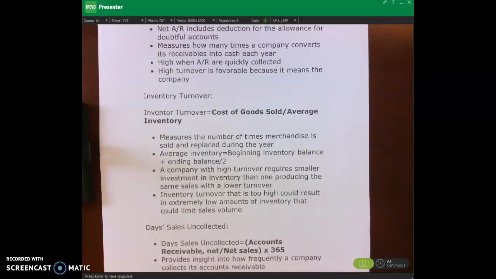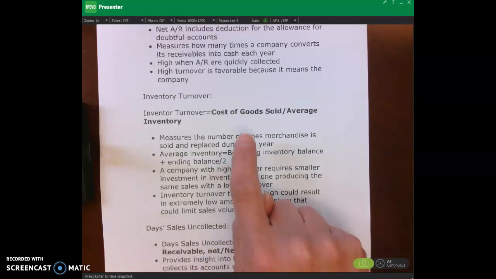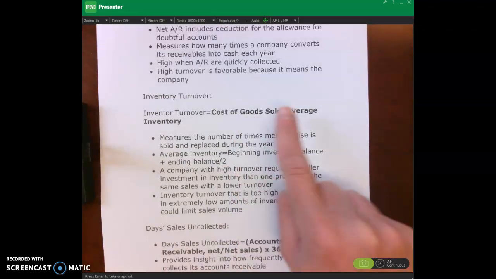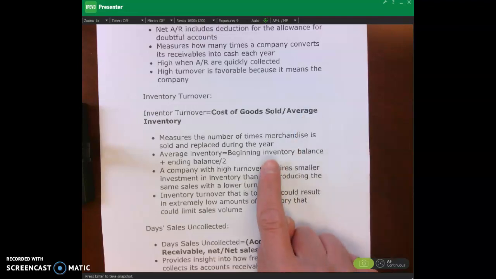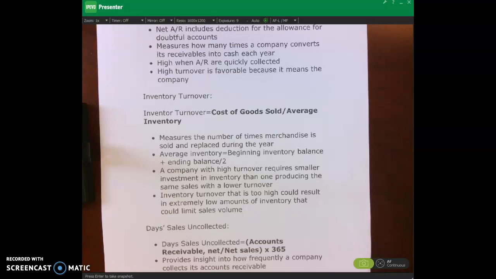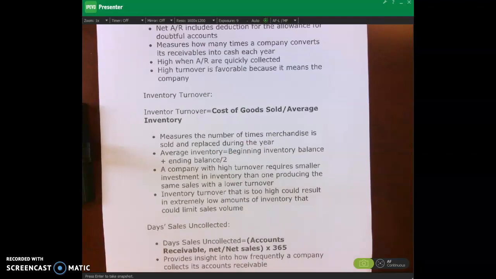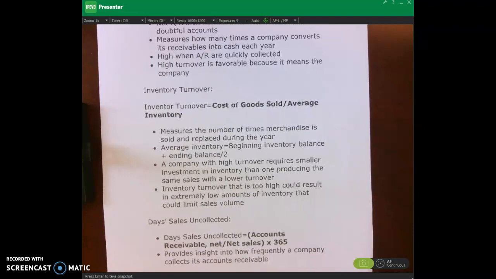Another measure of efficiency is inventory turnover. And the way we calculate this is we take our cost of goods sold from the income statement divided by our average inventory. And similar to what we just talked about with average accounts receivable, average inventory is inventory at the beginning of the year plus inventory at the end of the year divided by 2. And then that gives us our average. Our inventory turnover ratio tells us the number of times that merchandise is sold and replaced during the year. Okay? A company with high turnover requires a smaller investment in inventory.